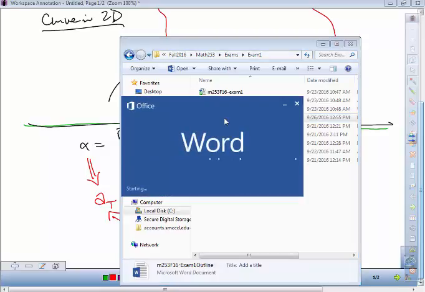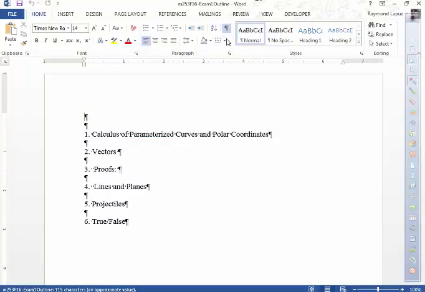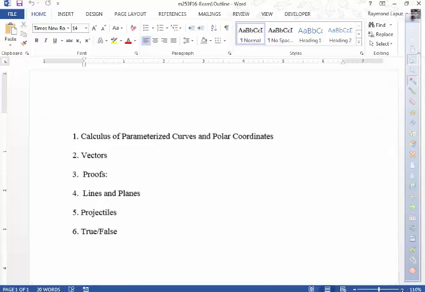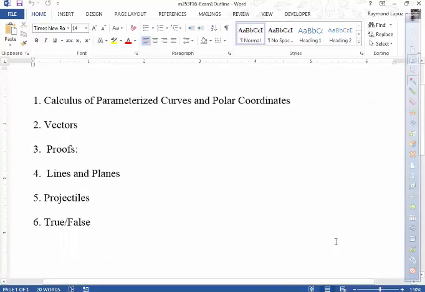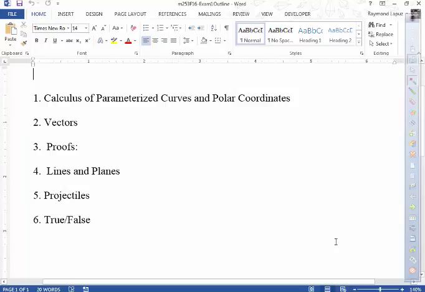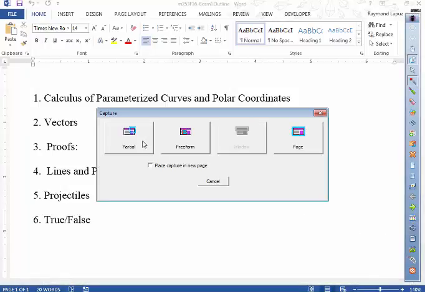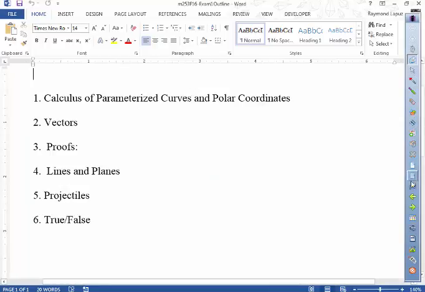So the outline for your exam will look something like this. You will have 6 problems. The first problem will deal with parameterized curves and polar coordinates and doing some calculus with them: slope, area, arc length. I don't know what else we did in that section, but this is stuff from chapter 10.